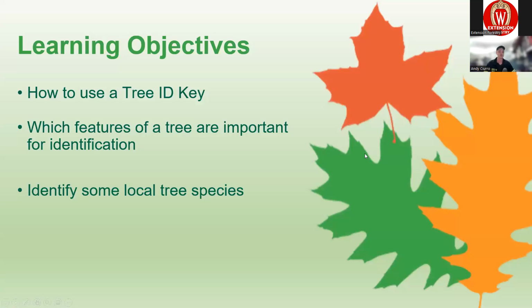Learning objectives. Lauren sent out a tree ID key document, so we're going to learn how to use that. I'm also going to discuss what features of a tree are important for identification, and with that information, hopefully we can go over some examples at the end of the presentation and use that key and ID some trees.